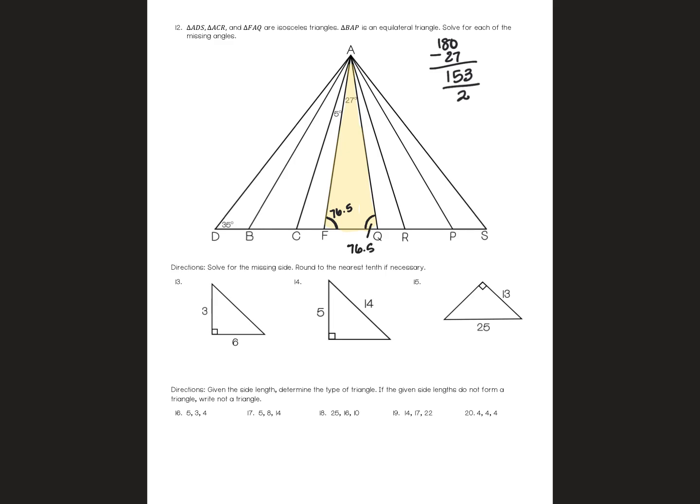There's lots of directions you could go next. Personally, I'm going to find this angle next because these two are a linear pair, which means they have to add up to be 180. So 180 minus 76.5 gets me 103.5. So this angle here is 103.5, and the exact same thing happens on this other side.